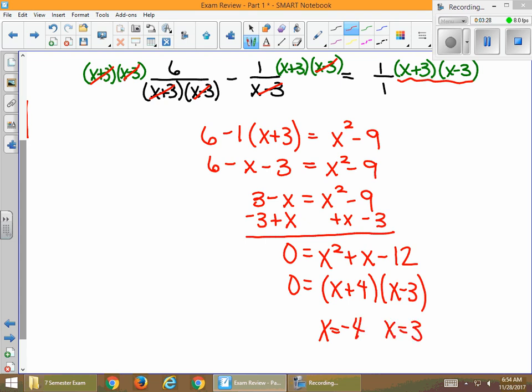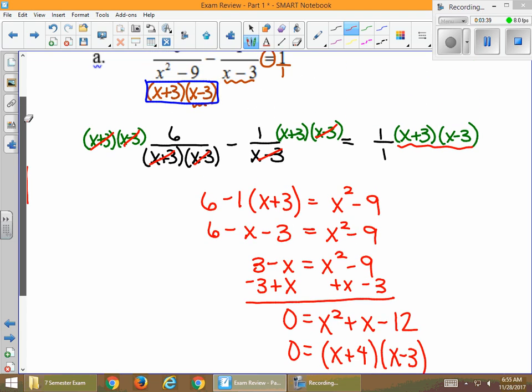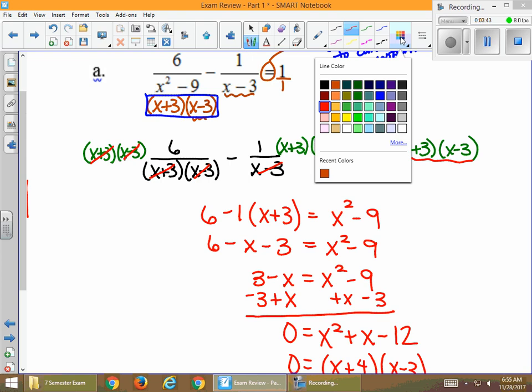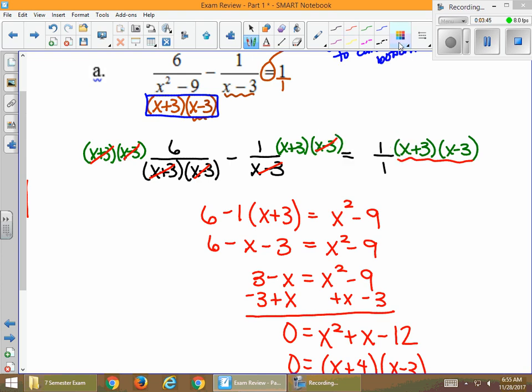Now the only thing we need to be sure of is that neither of these solutions would make a 0 in the denominator for our original problem. So we need to go back up to the top, and you can do this at the beginning of the problem or at the end. We need to go back up to the top and evaluate whether either of these would be an excluded value.